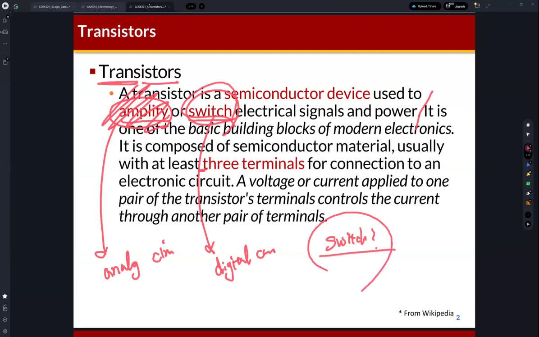Then how can we use a transistor as a switch, and why is it important? Because we can make a switch using a transistor, but this is a controllable switch.